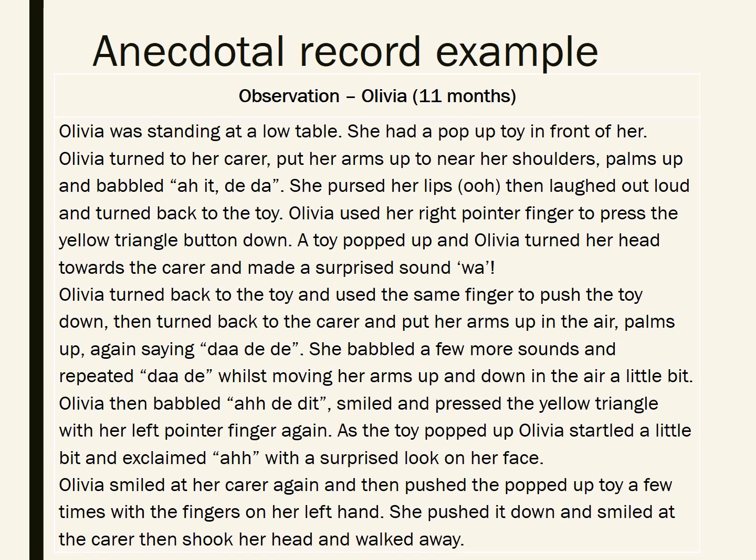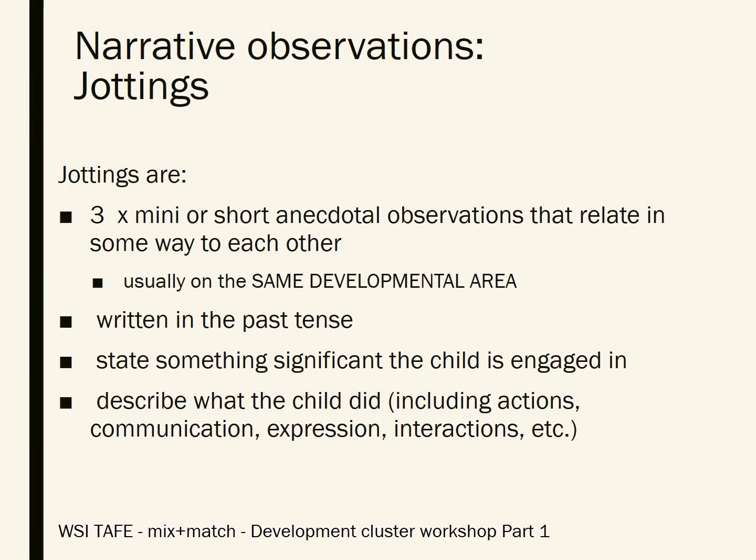The sign of a good observation is if your tutor can read your story and picture what happened. Jottings are mini anecdotes. They focus on one area of development. So pick an area: gross motor, fine motor, language, cognitive, I don't mind, and do a series of 3 small observations over a period of a couple of days only. Don't wait, do one, then wait 6 weeks and do another one, because the way children are, the skills that they will develop in 6 weeks are enormous.